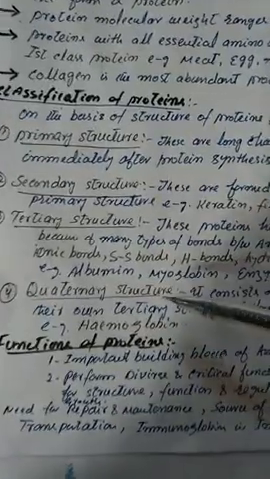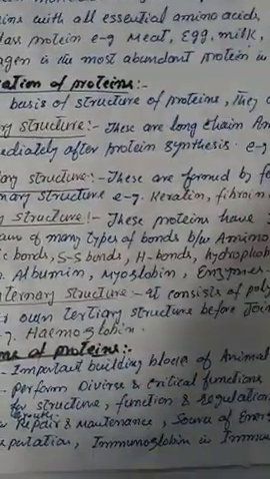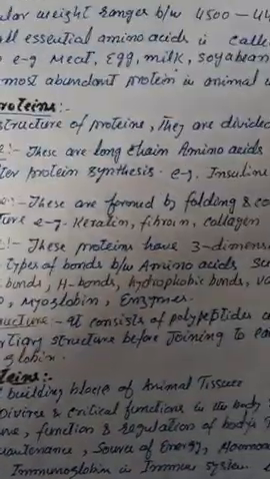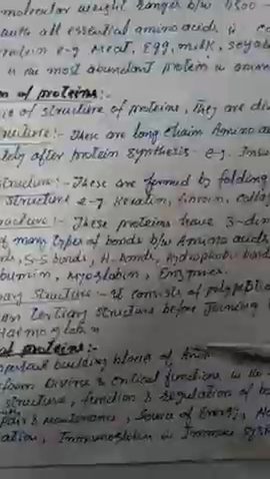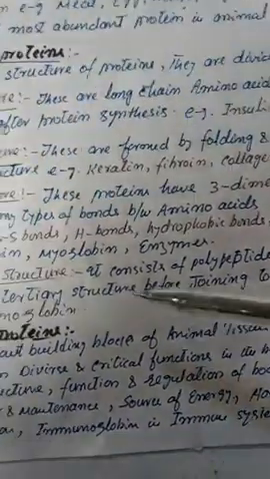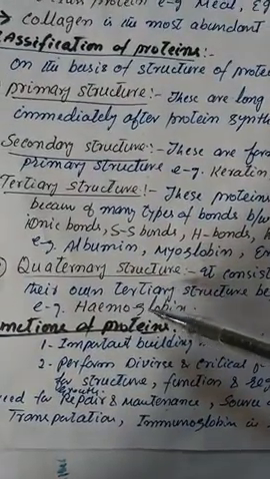Now, the fourth type of the protein is the quaternary structure protein. This type of protein consists of polypeptides which attain their own tertiary structure before joining to each other. The most important example of a quaternary structure protein is hemoglobin.